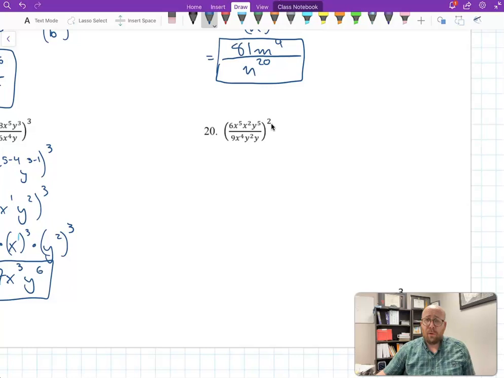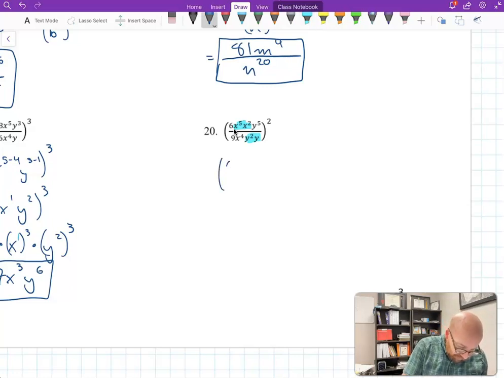What we want to do is simplify the inside of the parentheses as much as possible before we apply our exponent of 2. So let's take a look at all the things that are going on. I'm going to break this up into smaller parts. Let's take care of the x's that we have in our numerator, x to the 5th times x squared. And let's take care of the y's that we have in our denominator. Y squared times y.